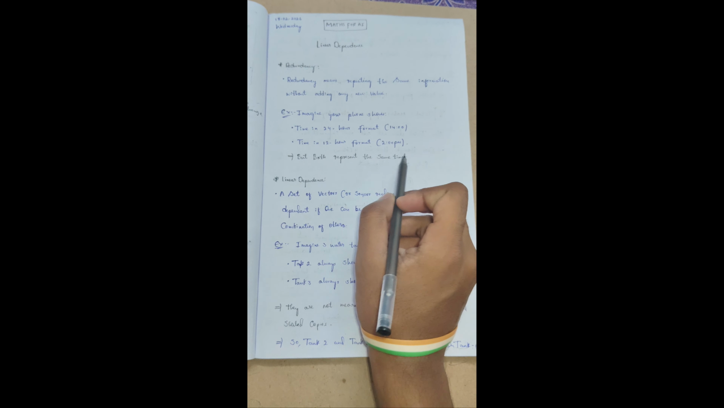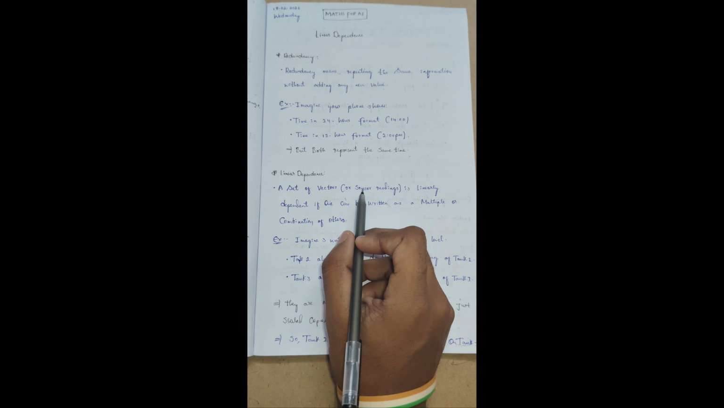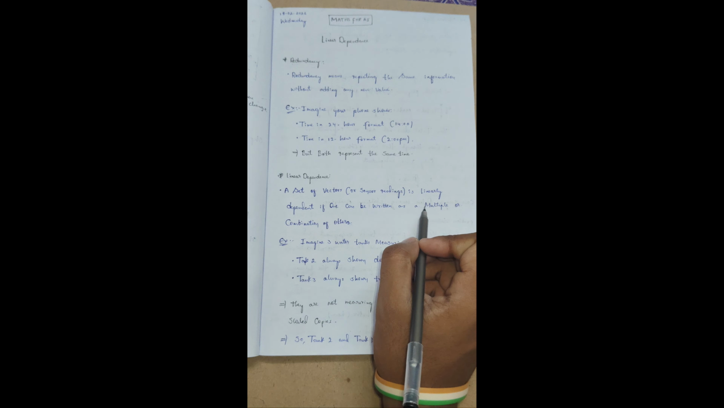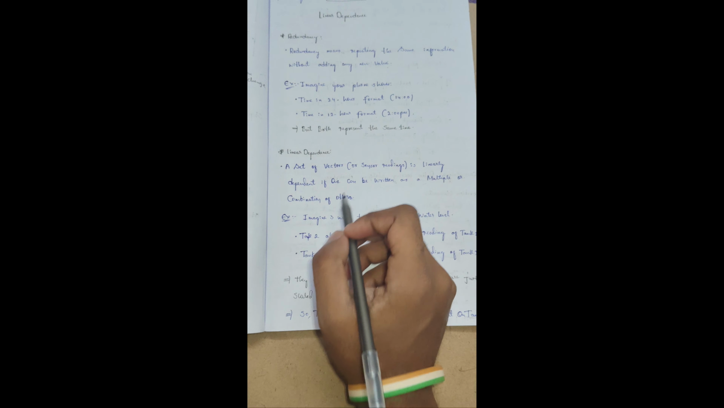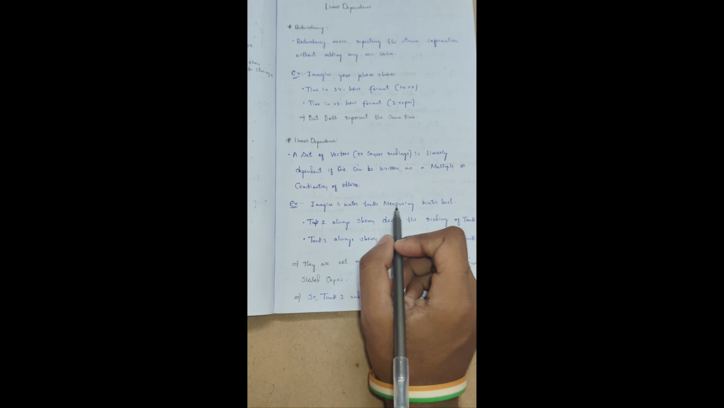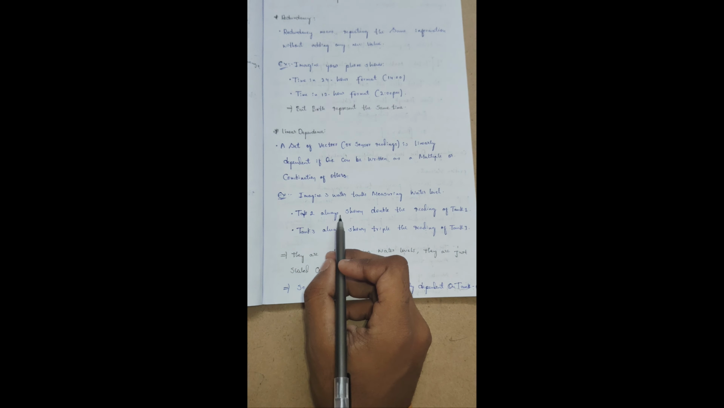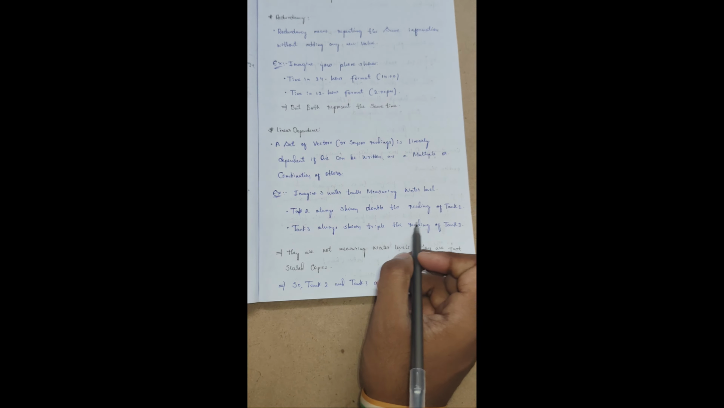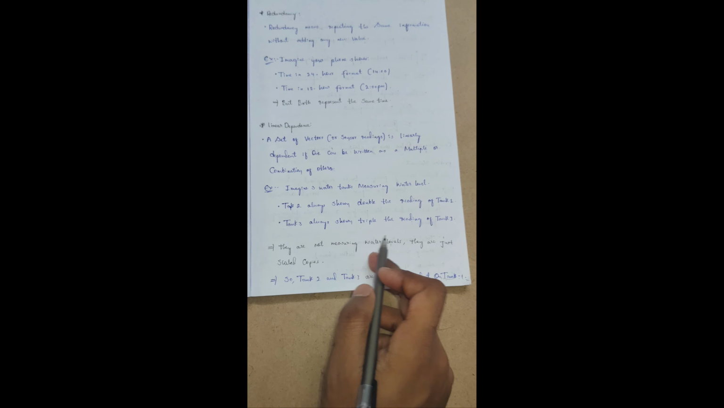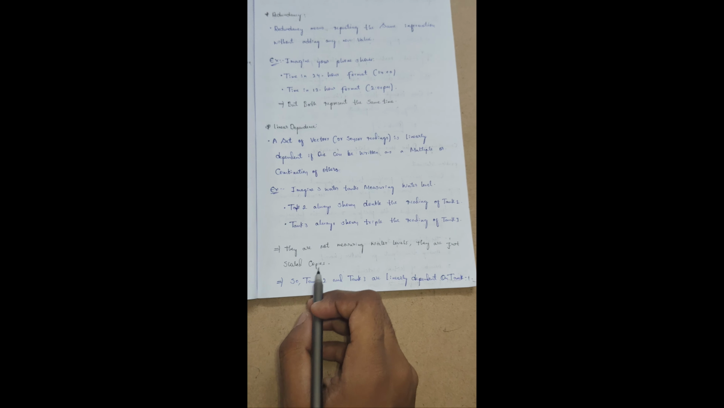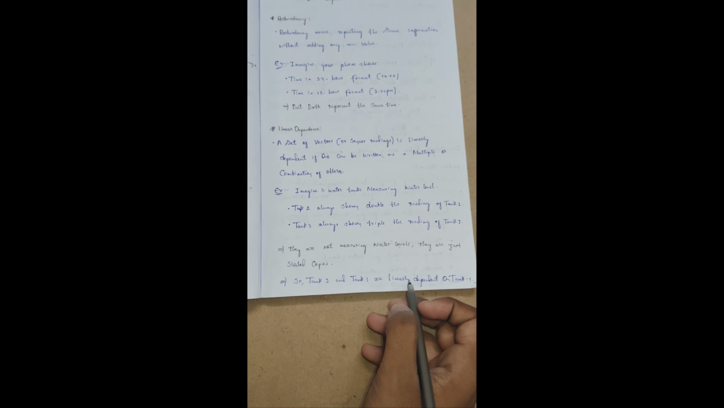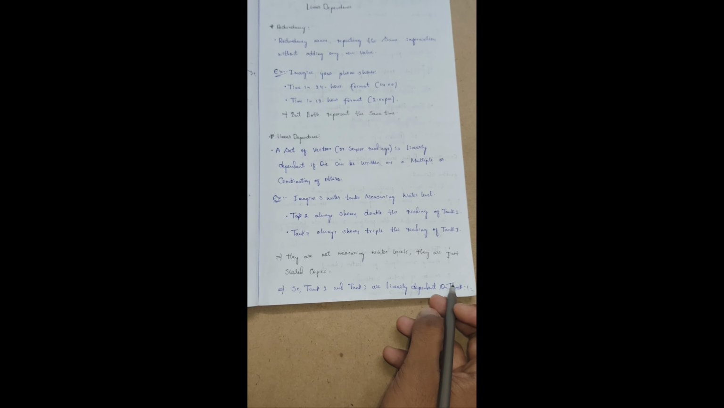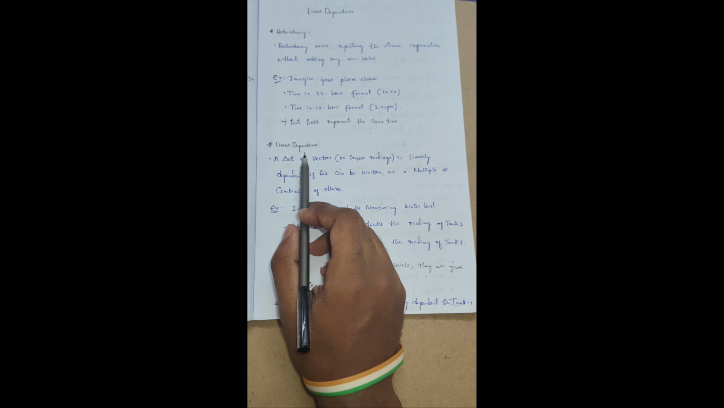Second one, linear dependency. A set of vectors or sensor readings is linearly dependent if one can be written as a multiple or combination of others. Example, imagine three water tanks measuring the water level. Tank 2 always shows double the reading of tank 1. Tank 3 always shows triple the reading of tank 1. They are not measuring new water levels, they are just scaled copies. So, tank 2 and tank 3 are linearly dependent on tank 1. Here, tank 1 is independent. So, this is known as linear dependency.